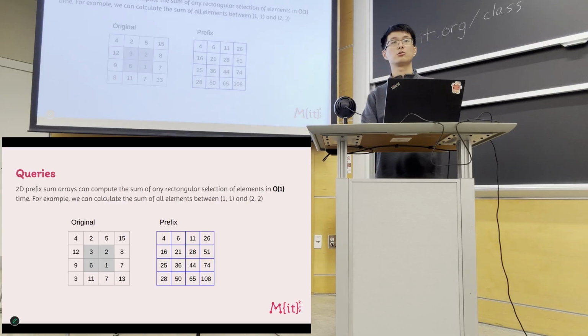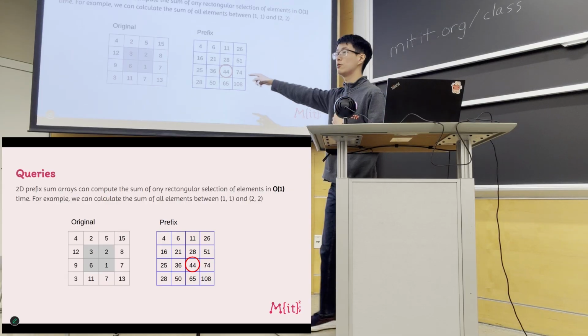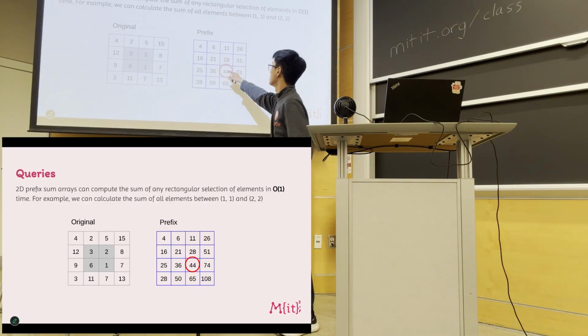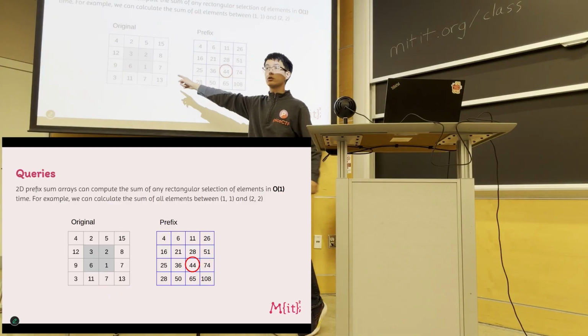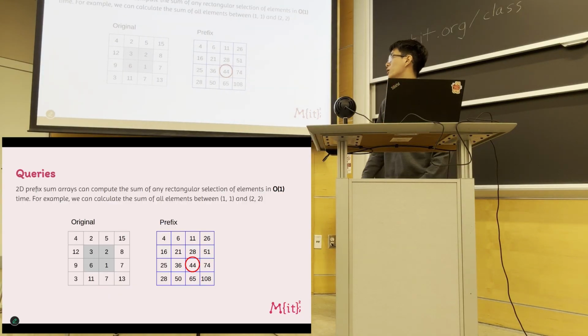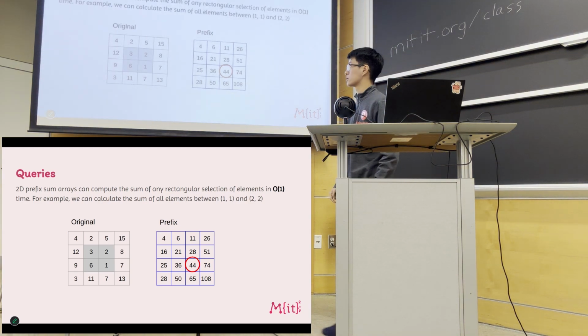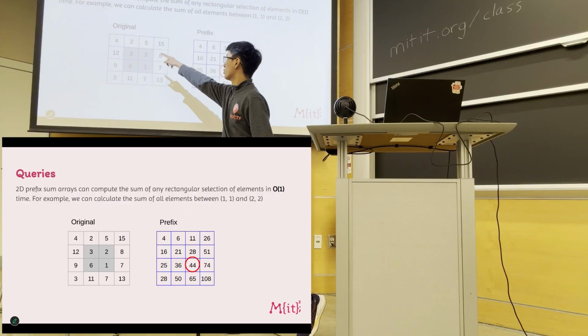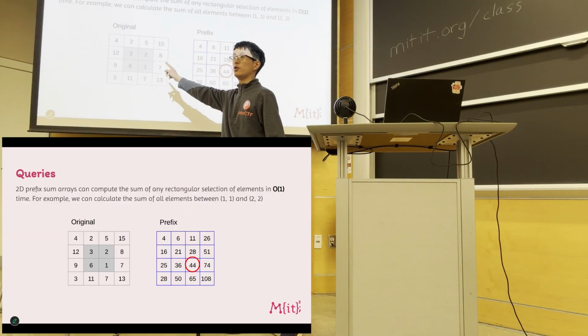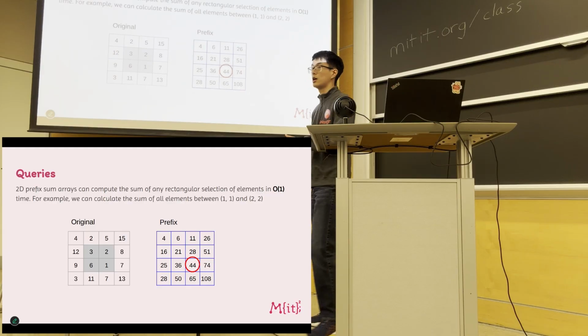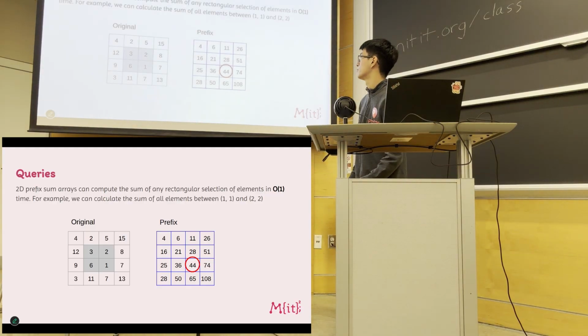But we can start in a similar way. If we take this 44 here, this is the sum of everything in the 3 by 3, which includes our gray rectangle. But we have some extra things, like the 4, 9, 12, and the 2, 5 up there. We want to get rid of them since we don't want to include them in our sum.